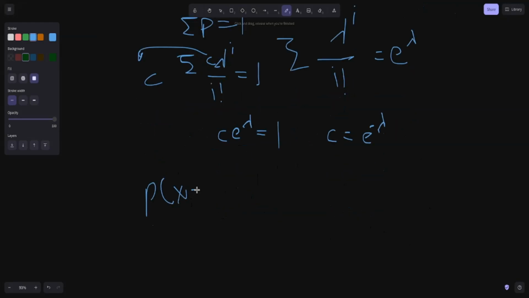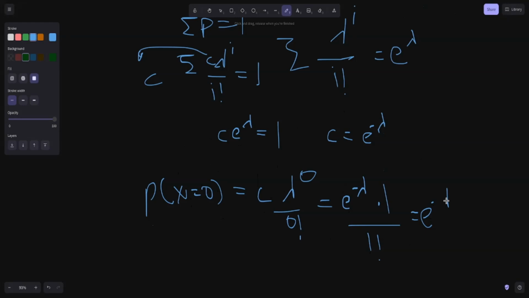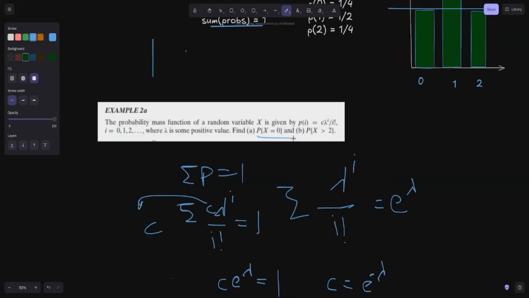So P(X = 0) will be c times lambda to the power i by i factorial. What is i here? i here is 0, right? So lambda^0 by 0 factorial, and c is e to the power minus lambda. Lambda to the power 0 is 1, by 1 factorial. So that is nothing but e to the power minus lambda. So the first answer is e to the power minus lambda.